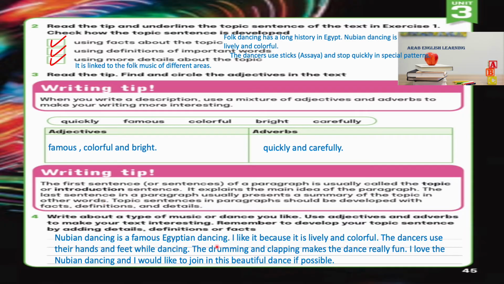So if you want to look for the topic sentence here, I'm introducing what is Nubian dancing. It's a famous Egyptian dancing and why I like it, and I start to give the body of the dancing, here, the body of the writing, and then at the end this is the conclusion or the summary sentence: I love Nubian dancing and I would like to join in this beautiful dance if possible.